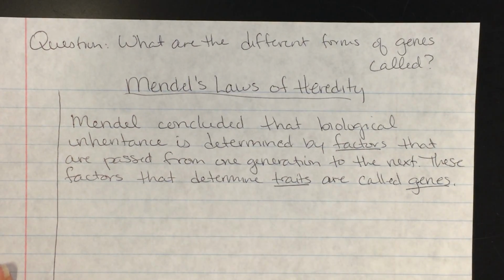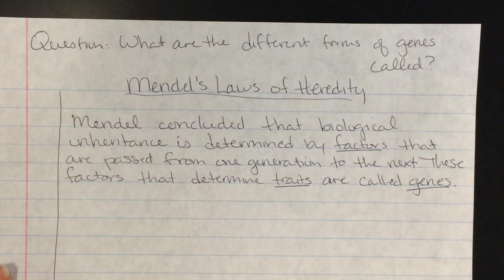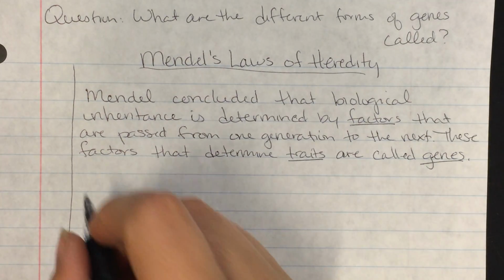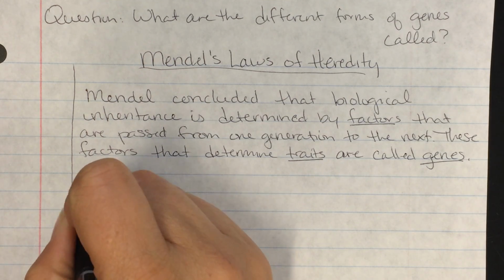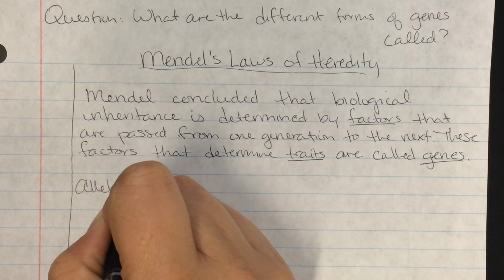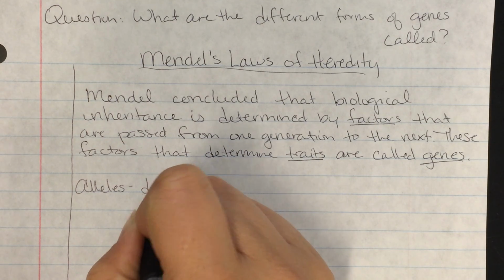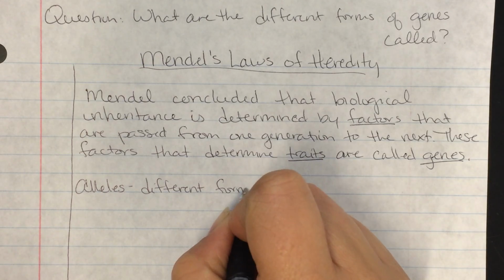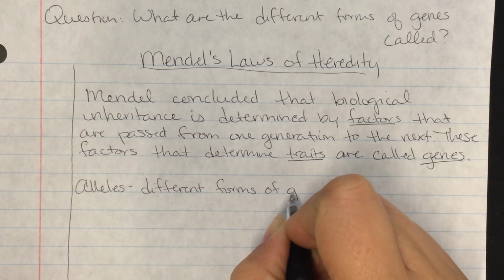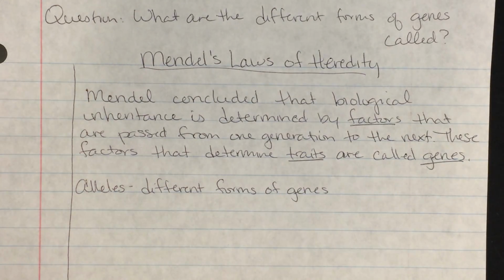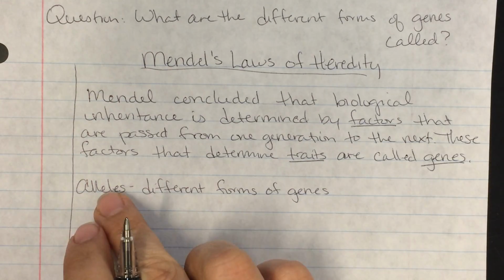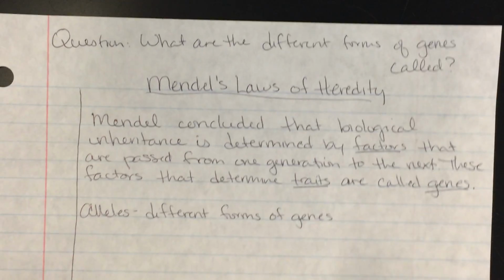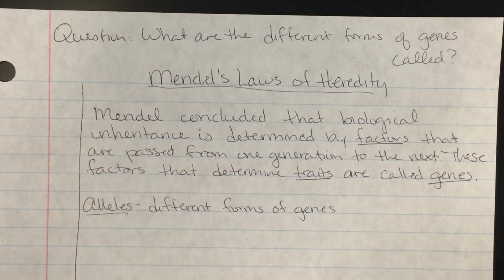Still, have we answered our question? What are the different forms of genes called? Not quite yet. So our next big definition is alleles. Alleles are different forms of genes. Oh wait, hold on a second. Different forms of genes are alleles. What are the different forms of a gene called? Alleles. That's your answer to your question right there.